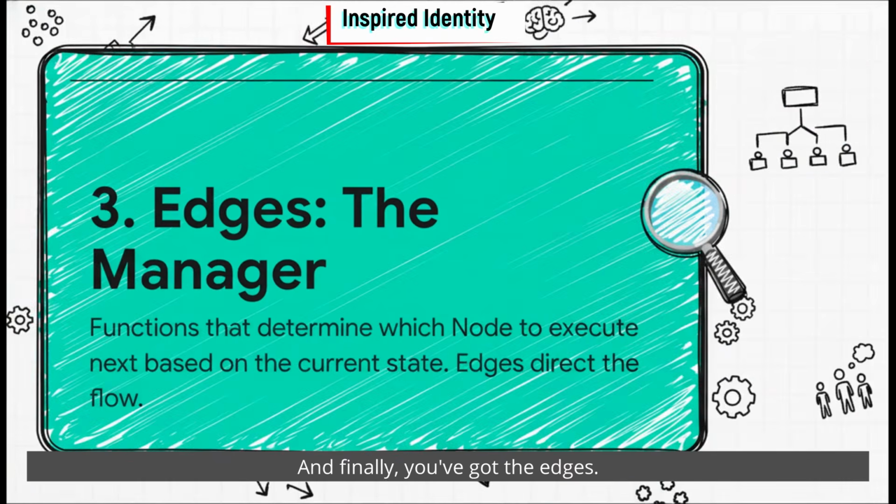And finally, you've got the edges. This is your project manager. The edges are all about the logic. They connect your nodes. After a worker finishes a task, an edge looks at the whiteboard, the current state of the project, and decides which worker gets the job next. This is where you build all your cool conditional logic and those all-important loops.